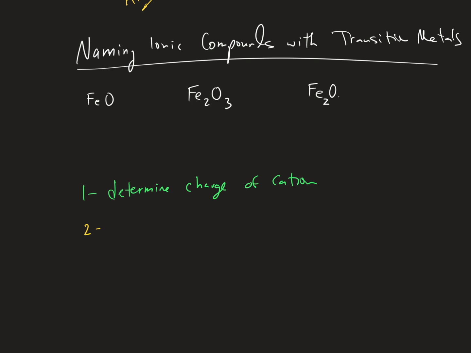Once we know the charge, we write the cation first. And so that's just the element name, right? So in this case, iron. So that's whatever element we're dealing with. And then we put parentheses with the Roman numeral charge.